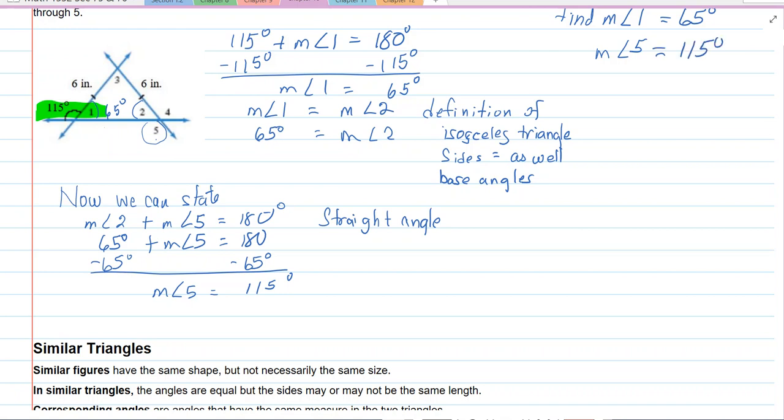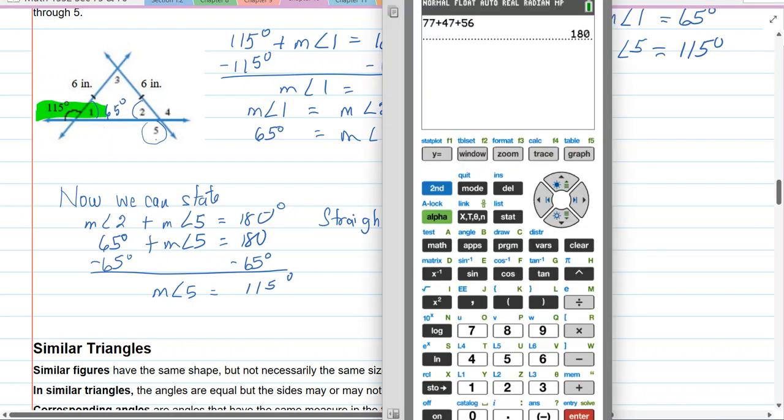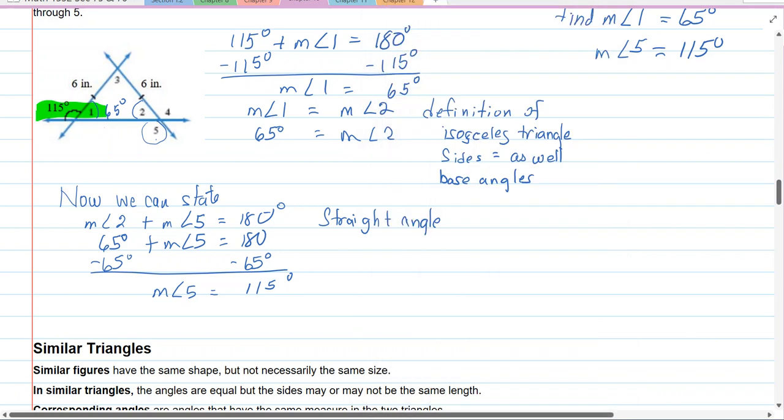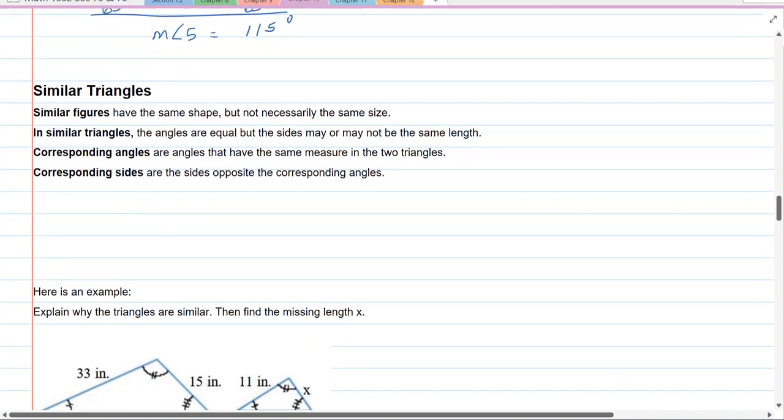We're going to use a calculator just in case I might have made a small mistake or something. 180 minus that 65. 115. All right, we're good. All right, so I've answered that question.